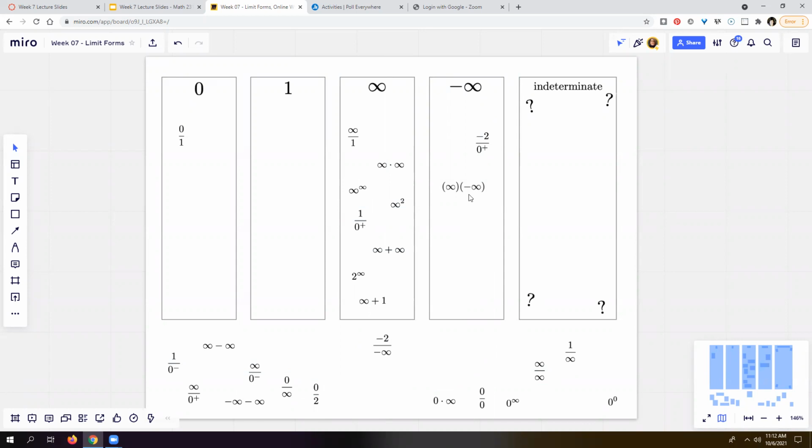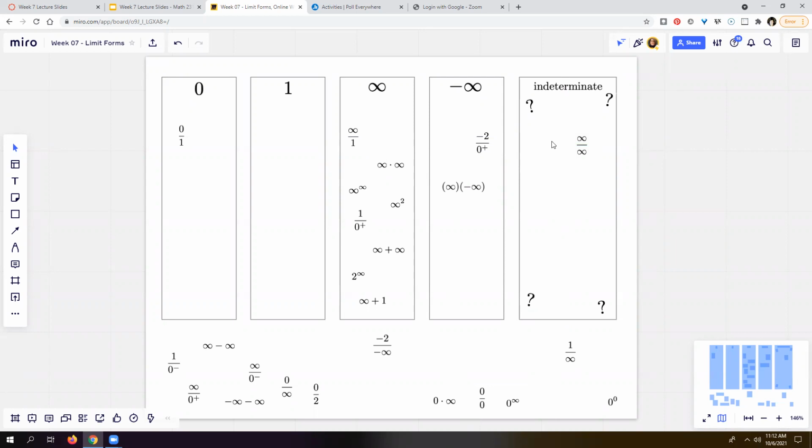You're always looking for the fight. If there's a fight, the thing's going to be indeterminate. Does anyone see one that's indeterminate? What's that? This infinity over infinity? Sure. We saw that on the quiz, I think.